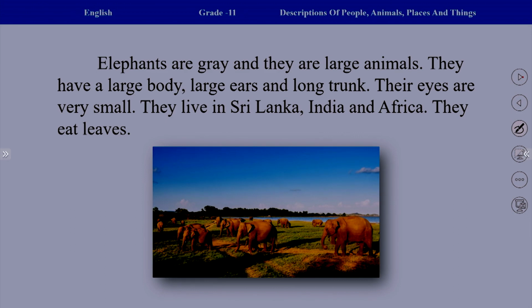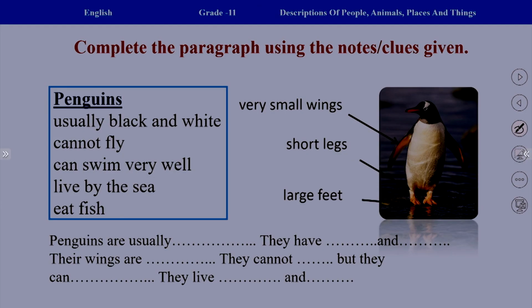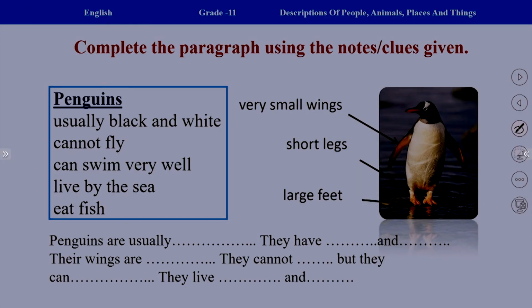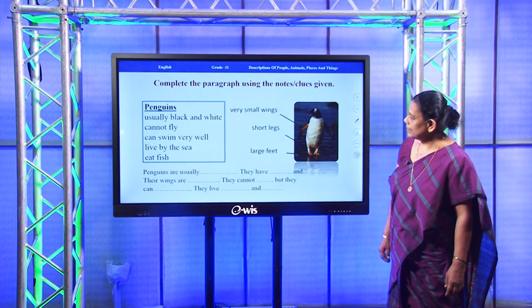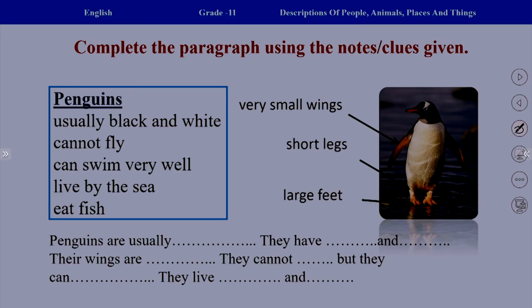Right. Shall we read another description? What can you see on the screen? A penguin. Let's read the clues given. Yes, very small wings, short legs, large feet. Yes, what can you see in the box? Usually black and white. Cannot fly. Can swim very well. Live by the sea. Eat fish.